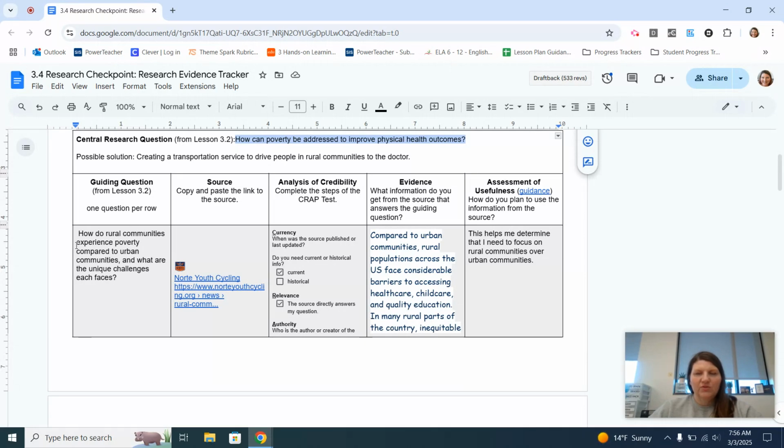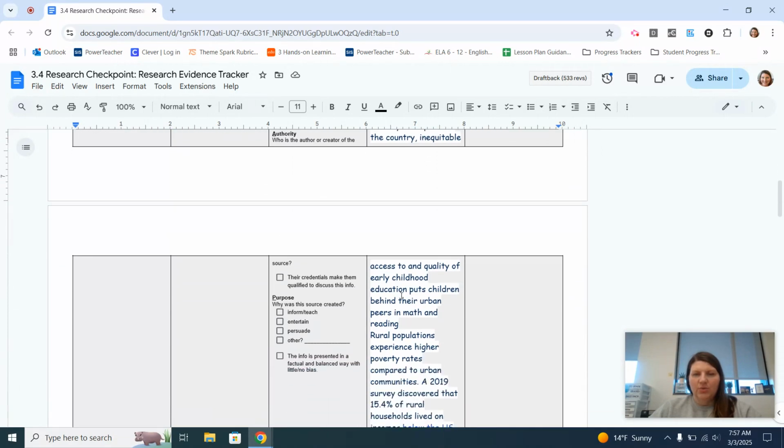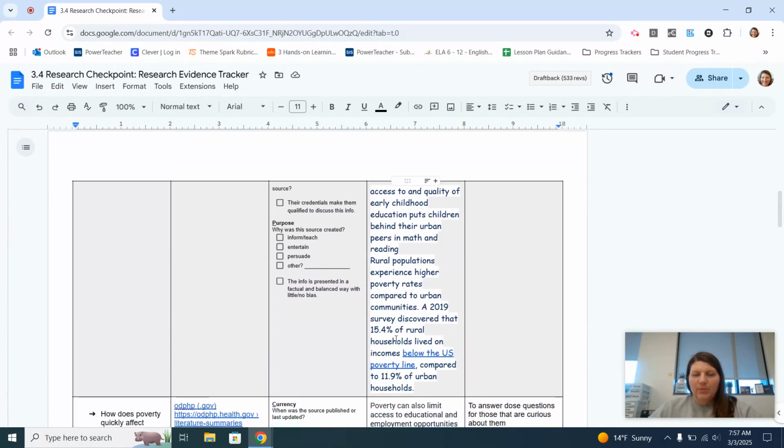So this first question, for example, how do rural communities experience poverty compared to urban communities? So the evidence that this student found is compared to urban communities, rural populations across the U.S. face considerable barriers to healthcare access, and then childcare, quality education, and so on. All of this is talking about how rural populations experience higher poverty rates, 15% compared to 12%.